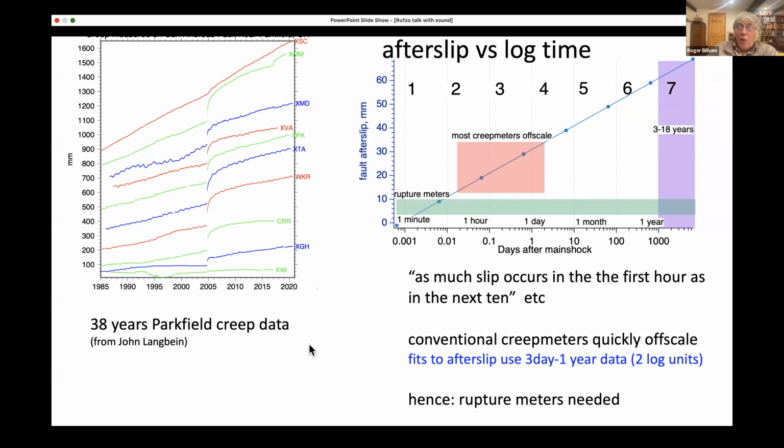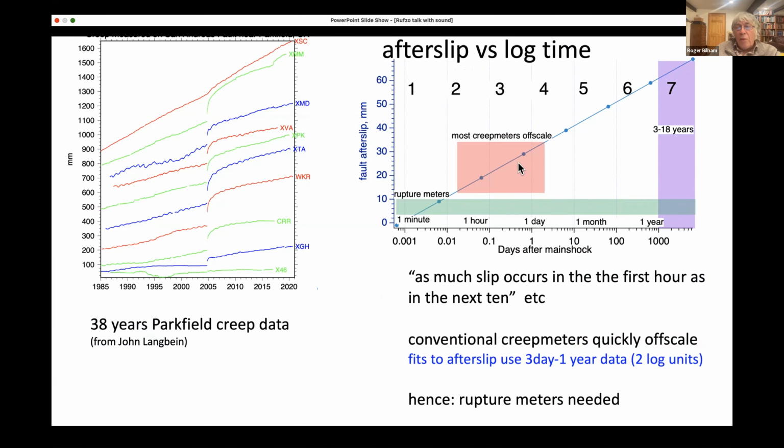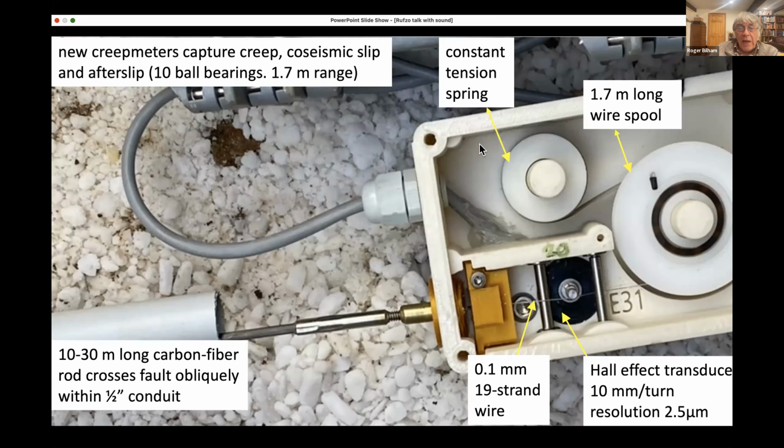So let's have a look at what people do with this. Oh yes, before I say that, one of the problems is if you're losing data just here, you lose a lot of information. And so we started putting in creep meters that can capture both background creep and the coseismic slip and afterslip simultaneously. And they look a bit like this. I won't bore you with the details.